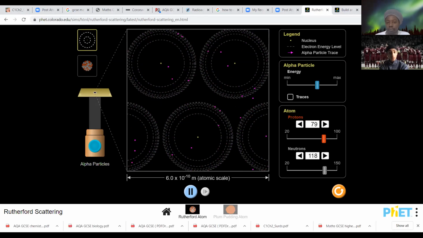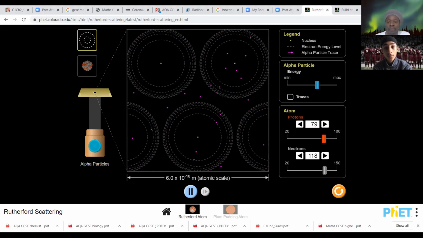Conclusion number two. The fact that a minority of them were deflected through huge angles means that the nucleus must have what charge? It must be positively charged. That is why you're getting a repulsion. That explains the huge deflection angles.